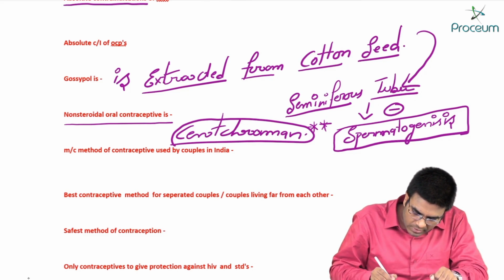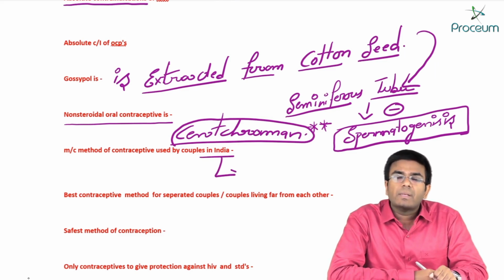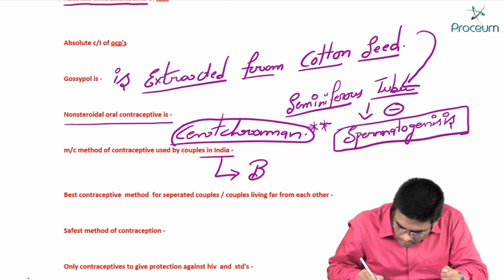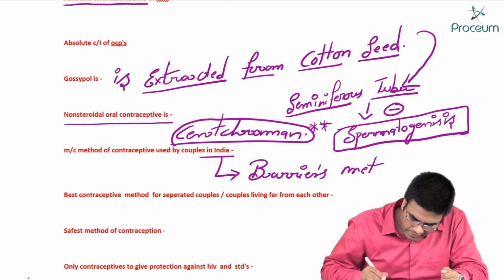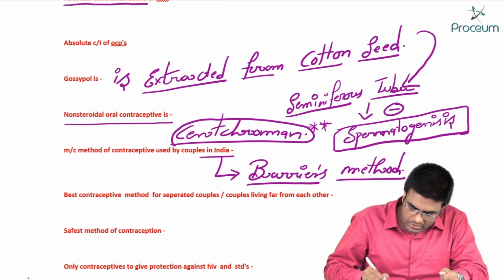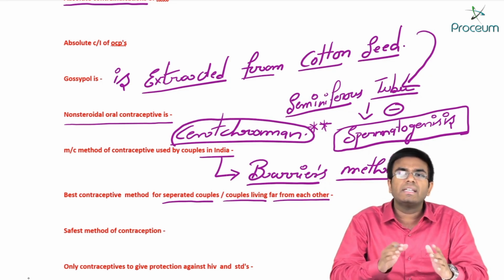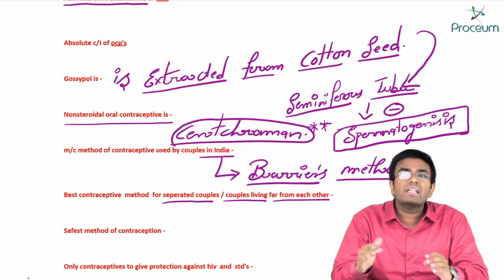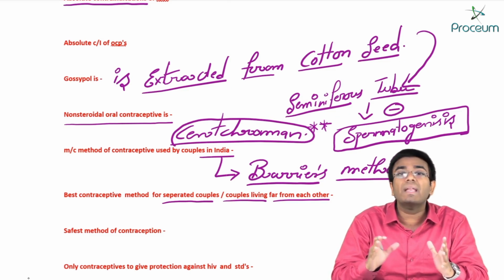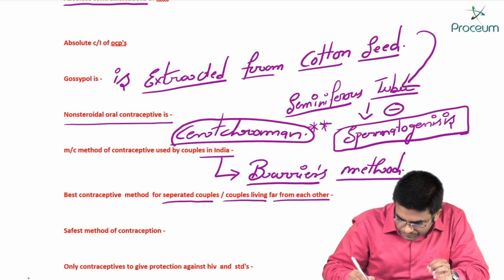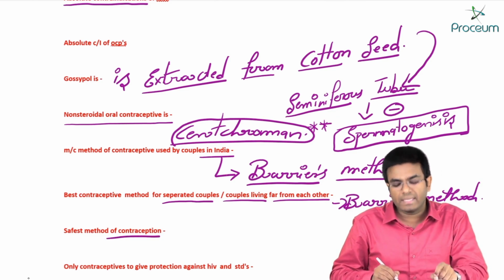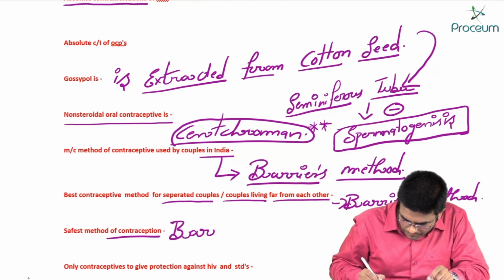After this, the most common method of contraception used by couples in India, what do you think? Is it barrier method, oral contraceptive pills, intrauterine contraceptive devices, or sterilization? It is barrier method. Barrier method is the most common contraceptive used by couples in India. Now, the best contraceptive method for separated couples or couples living far from each other. The wife is in India and the husband is somewhere outside India. When they meet together, which will be best for such separated couples? Again, it is barrier method. Now, the safest method of contraception is, again, the same answer, barrier method.